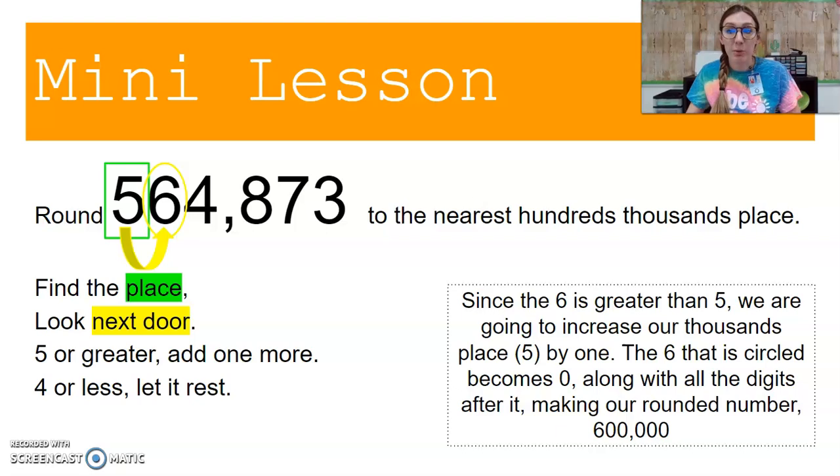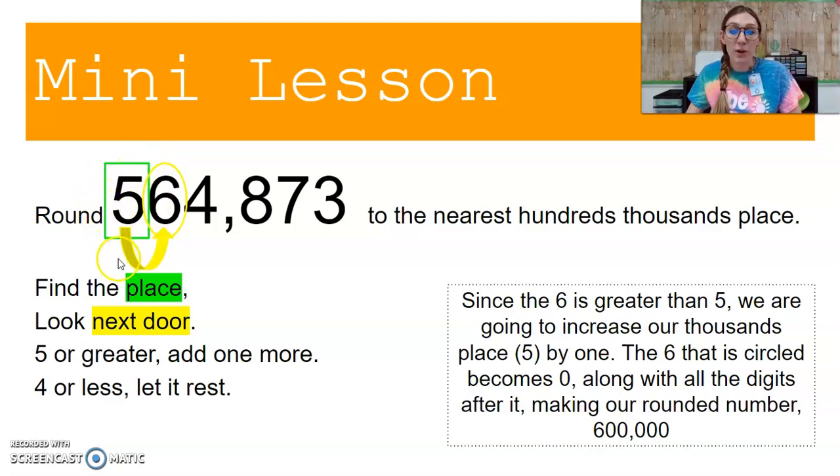Let's do another example, but let's take this to the hundred thousands place now. So we're going to round 564,873 to the nearest hundred thousands place. So we're going to find our place, the hundred thousands place. So we're going to put a box around that.